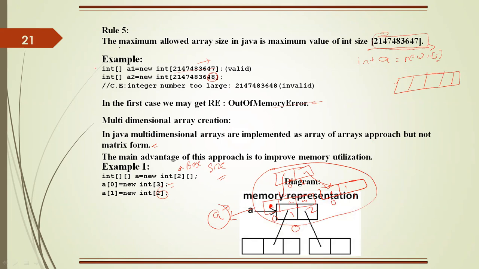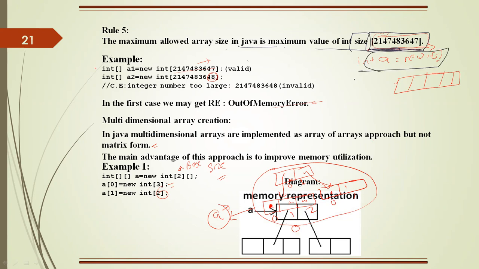So now, rule number five, maximum allowed array size in Java. The array size in Java is the size of an integer. Up to that, you can pass a size; you can declare it.